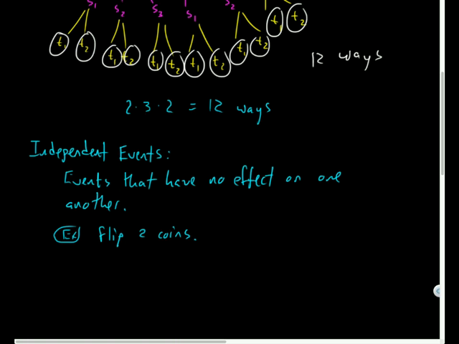And contrary to that would be dependent events, where my two events do have an effect on one another. Examples of that would be like drawing two cards from the same deck, right?